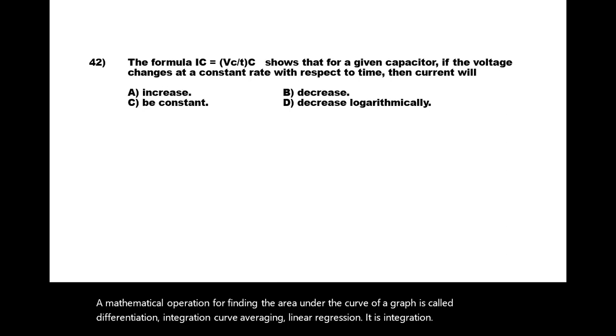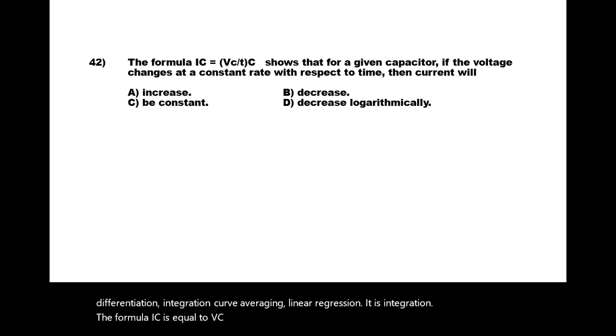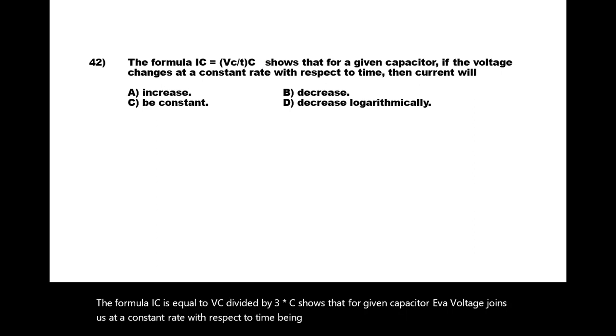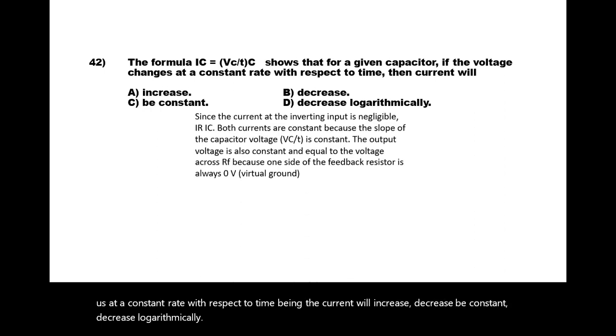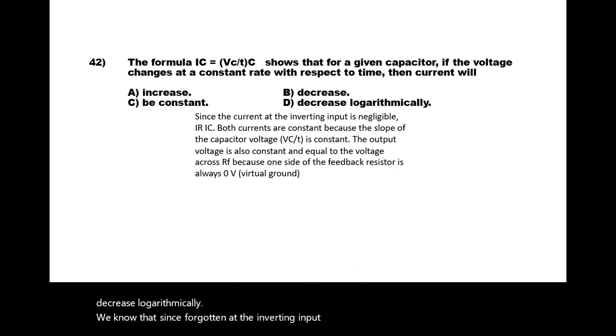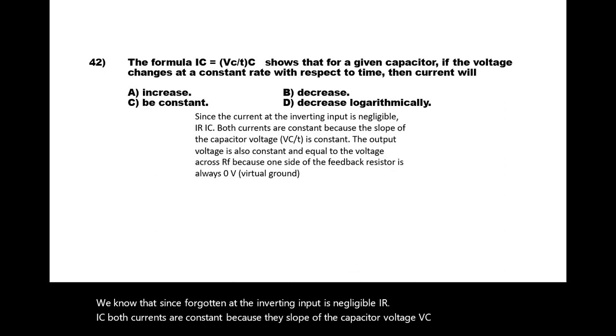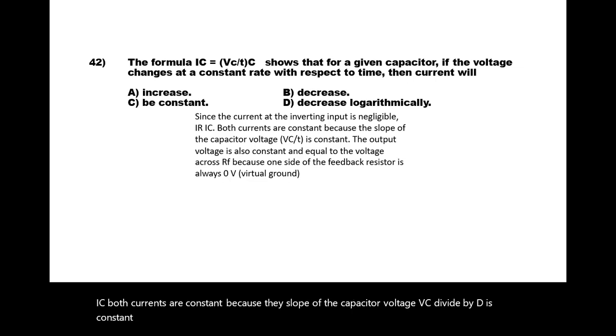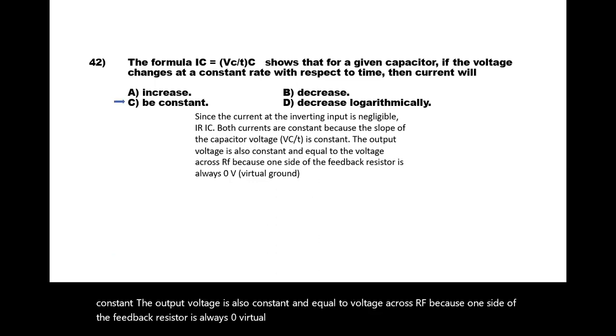The formula IC is equal to VC divided by T multiplied by C shows that for a given capacitor, if a voltage changes at a constant rate with respect to time, then the current will increase, decrease, be constant, or decrease logarithmically. We know that since the current at the inverting input is negligible, IR and IC, both currents are constant because the slope of a capacitor voltage VC divided by T is constant. The output voltage is also constant and equal to the voltage across RF because one side of a feedback resistor is always zero, virtual ground. So it's going to be constant.